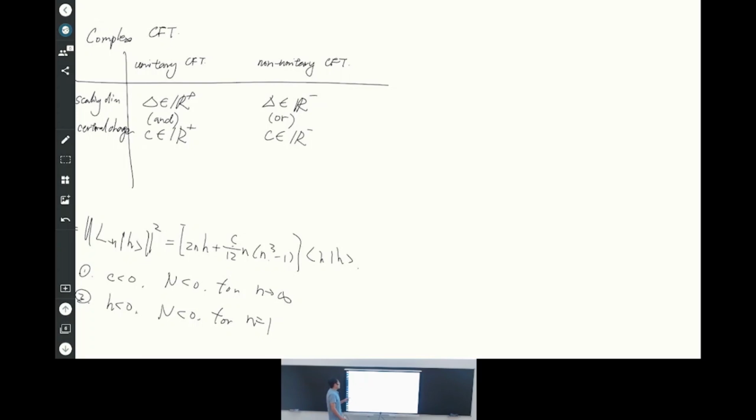Okay, and you can also ask about the other conformal data like the OPE. In general, we define the OPE on the real line. And also, one important thing I think is the states.